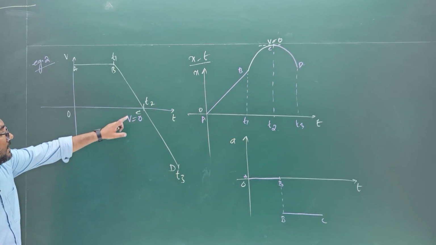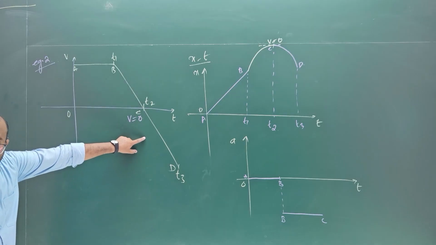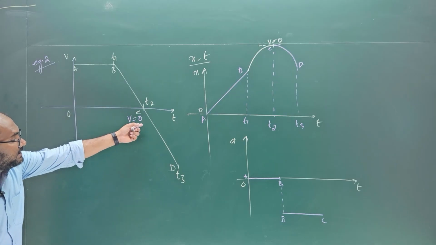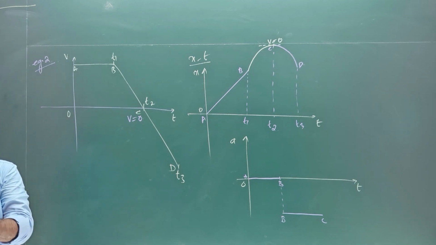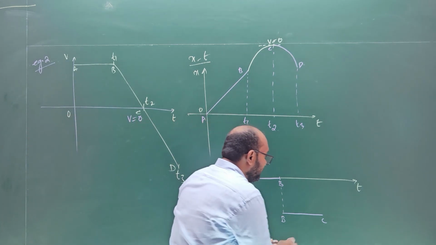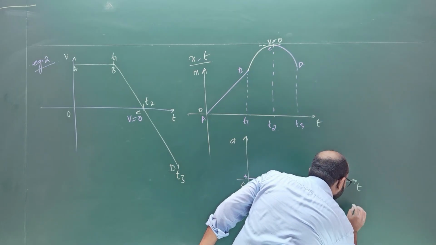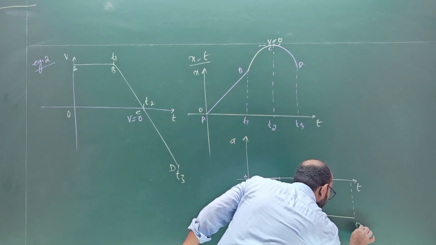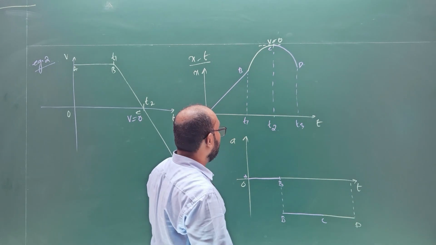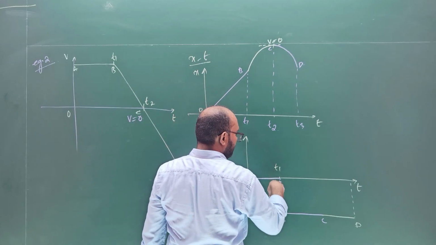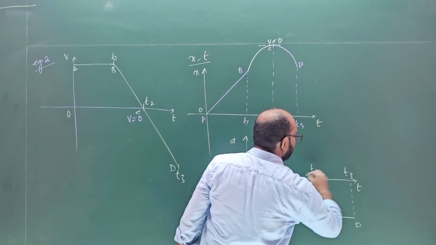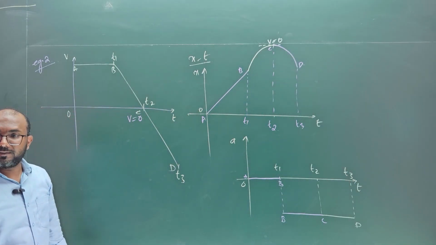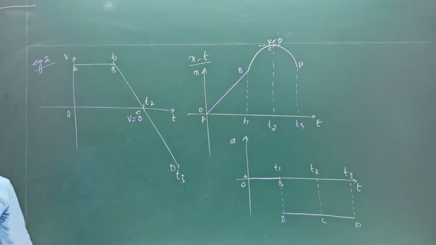Then next, C to D, velocity is here negative. Negative velocity and it is increasing also. So negative velocity is increased by, can I say, negative acceleration? Then can I again continue this from C to D? Yes or no? Now represent the time. Here is T1, at this point T2, at this point T3. Can I? Okay, note down.